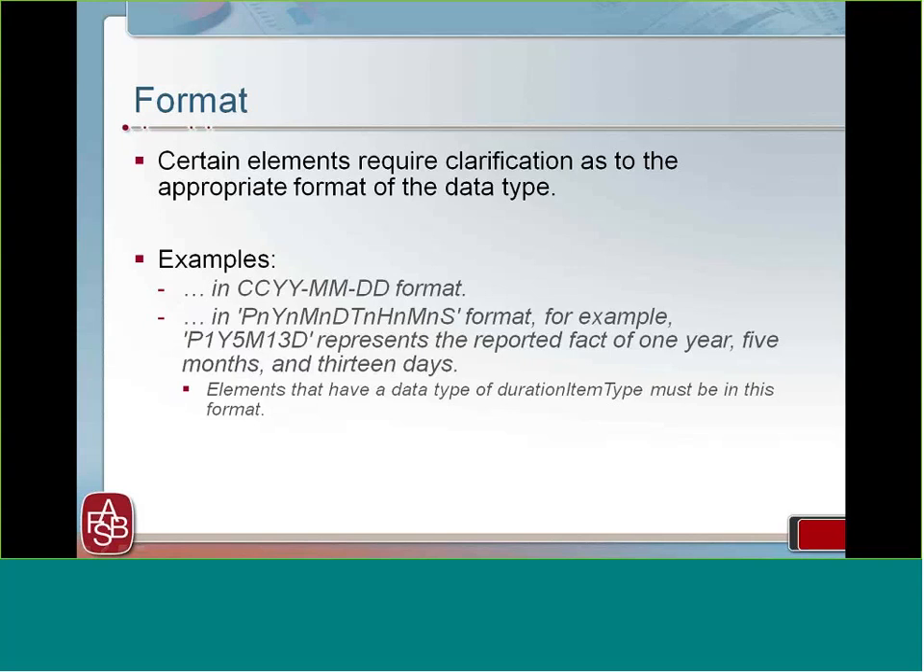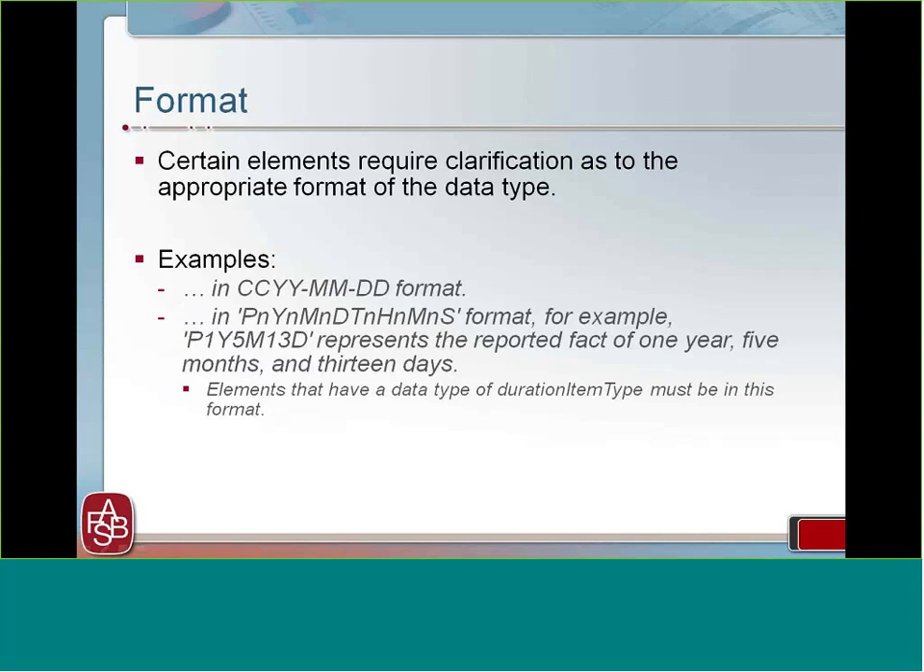However, the second example is for elements with a data type of duration item type. This is when you disclose facts that are a period of time, as in the contract runs for 2 years, as opposed to a specific date. The element follows an ISO convention as well. So here, the P1Y5M13D, this means 1 year, 5 months, and 13 days.